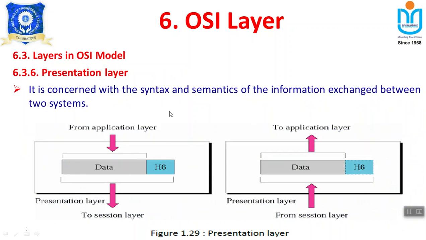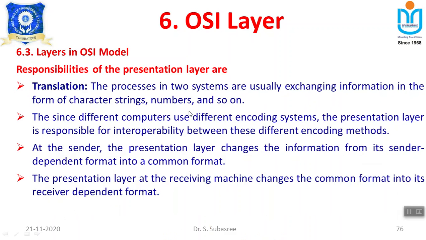Then the next one is the presentation layer. From the name itself, you can understand how information has to be presented to the destination: the syntax, the format and the methodology with which we deliver the information. For example, you have a Word document and you want to convert it into PDF, so you use an interface. Like that, the presentation layer receives the data from the sender, converts it according to the destination person's requirement, and delivers the information. That is the concept behind the presentation layer.